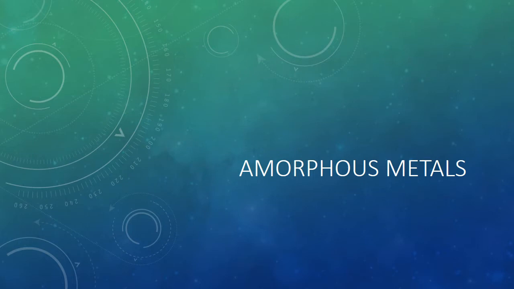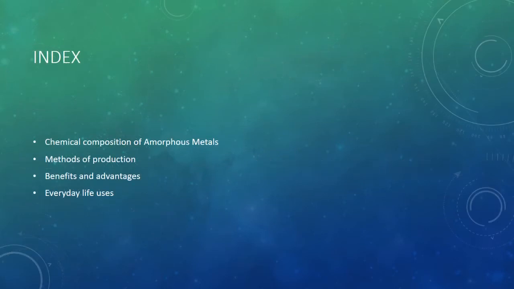We will start off by introducing the topics we will be speaking about in our presentation today. We will start off by talking about the chemical composition of amorphous metals. Then we will talk about the methods of production of amorphous metals. After that, we will talk about the benefits and advantages of amorphous metals over other metals. Finally, we will be talking about the everyday uses of amorphous metals.